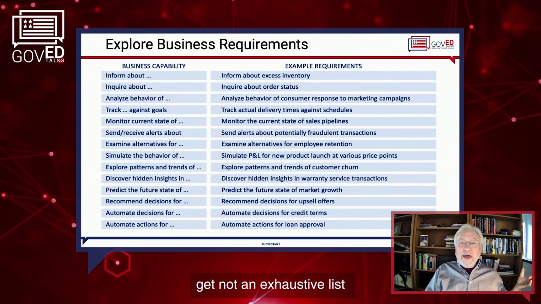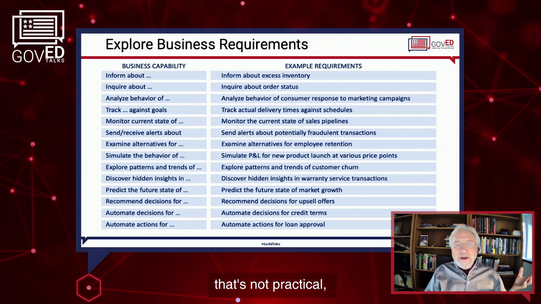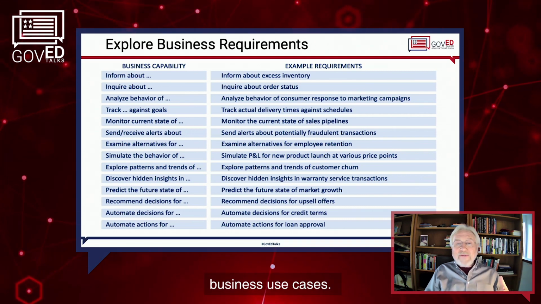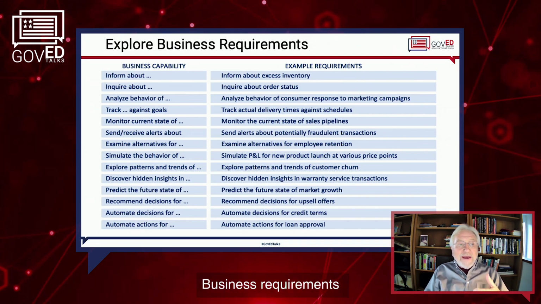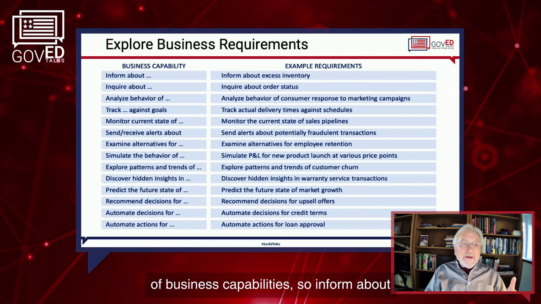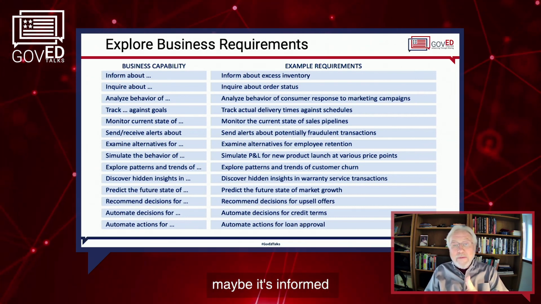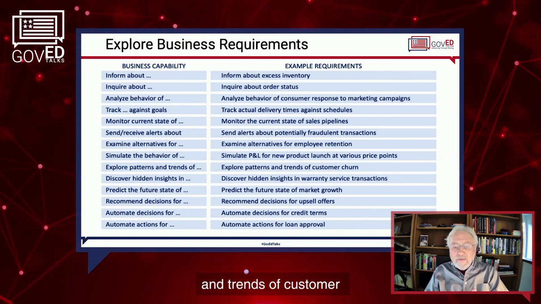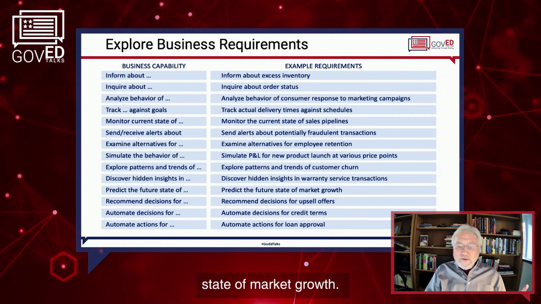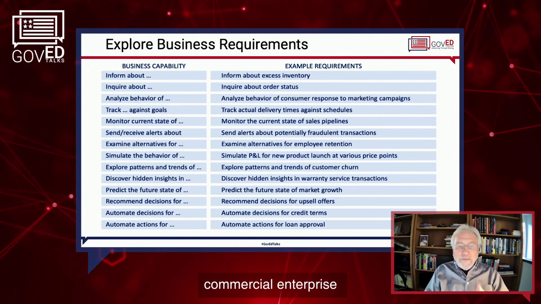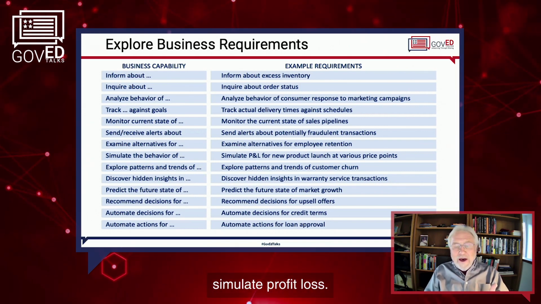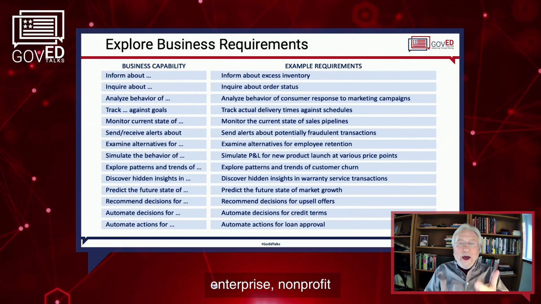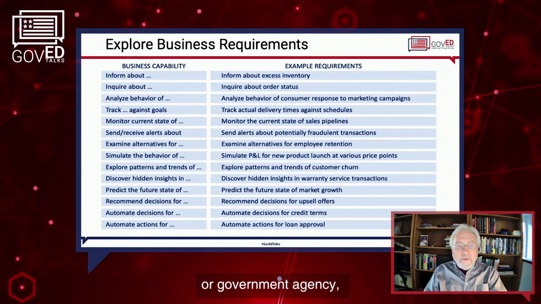So what I want to do is get not an exhaustive list, that's not practical, but a representative list of business use cases, business requirements, based on my list of business capabilities. So inform about, maybe it's inform about excess inventory. Explore patterns and trends, maybe it's explore the patterns and trends of customer churn, or predict the future state of market growth. Now, many of these look like commercial enterprise, simulate profit and loss, but the same concepts apply whether it's commercial enterprise, nonprofit, or government agency.